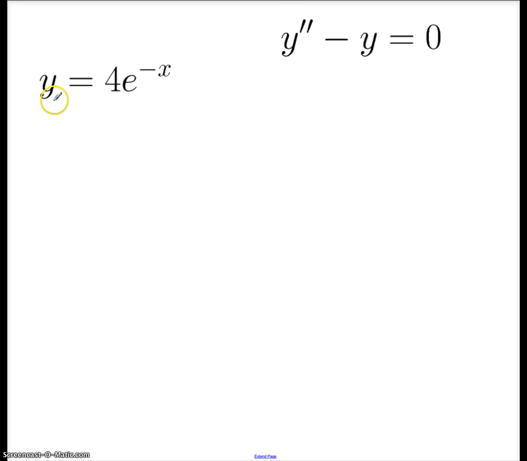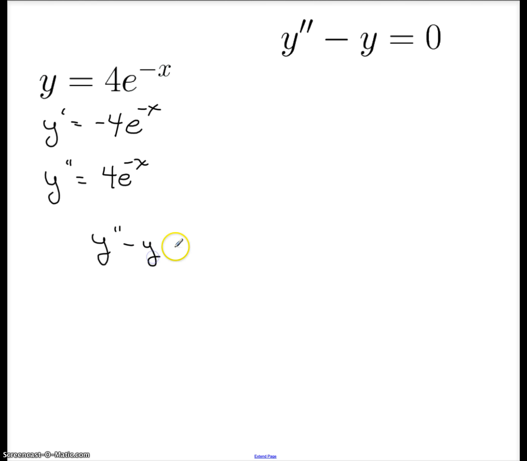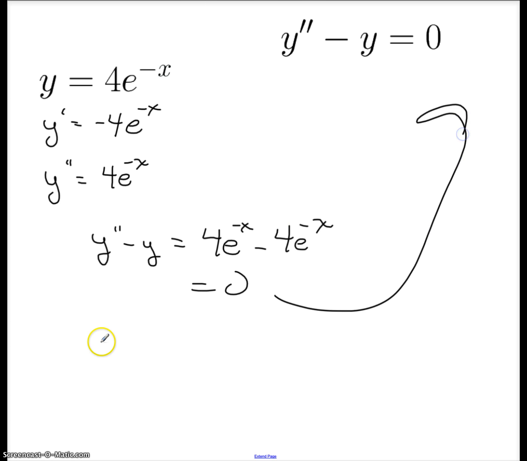All right, let's try this one. Y is 4 e to the minus x. Is that a solution to this differential equation? Well, y prime is minus 4 e to the minus x, and y double prime is positive 4 e to the minus x. So y double prime minus y is equal to 4 e to the minus x minus 4 e to the minus x. We're in good shape. This equals 0. So the answer is yes. This does solve this differential equation.